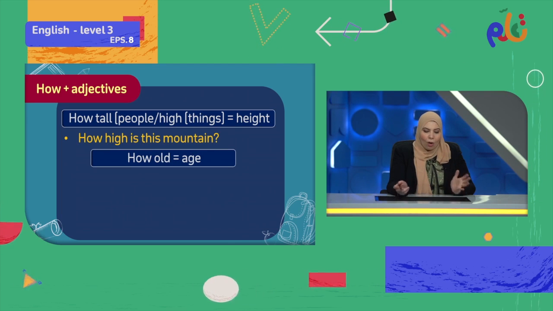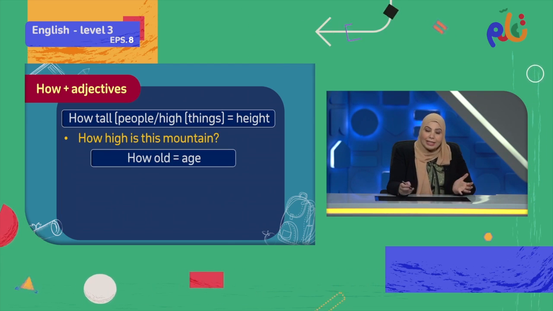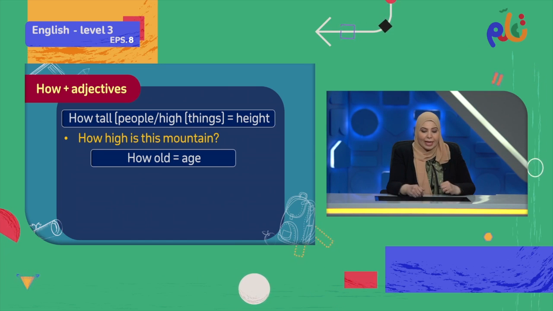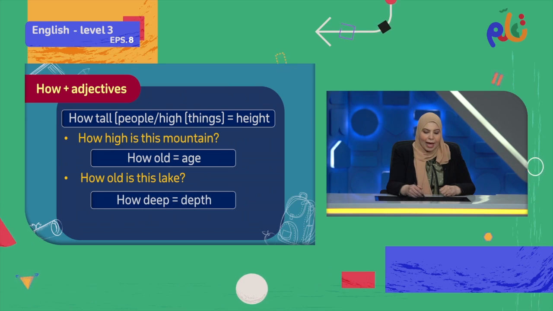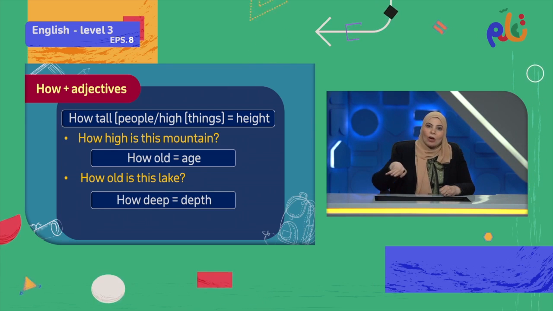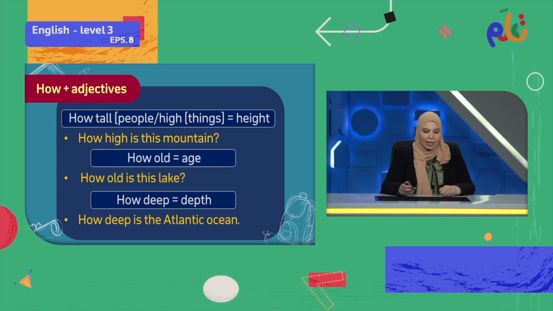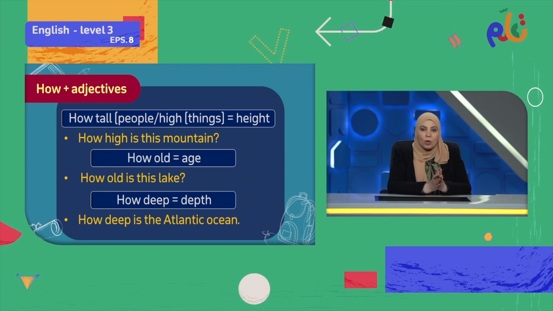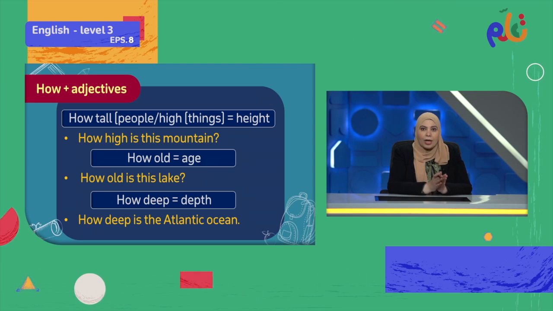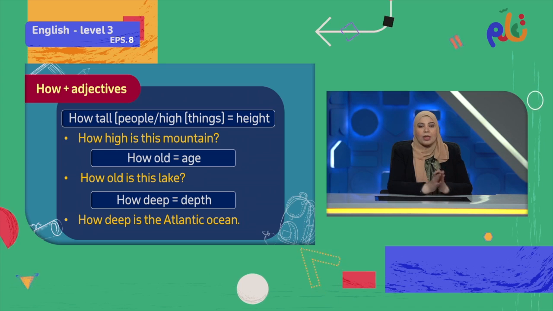So how high is this mountain? If we're asking about the age, we can say how old. How old is this lake? And how deep to ask about the depth of something. So we can say how deep is the Atlantic Ocean? So I have questions with how that can help me ask about natural landmarks. Let's do a quick practice for this.